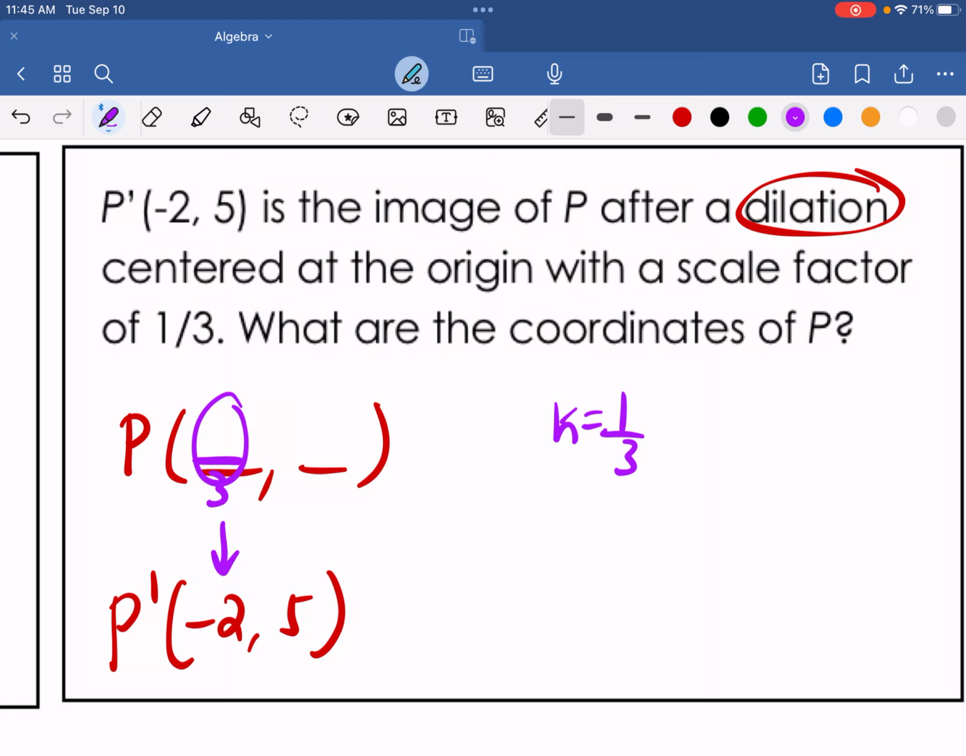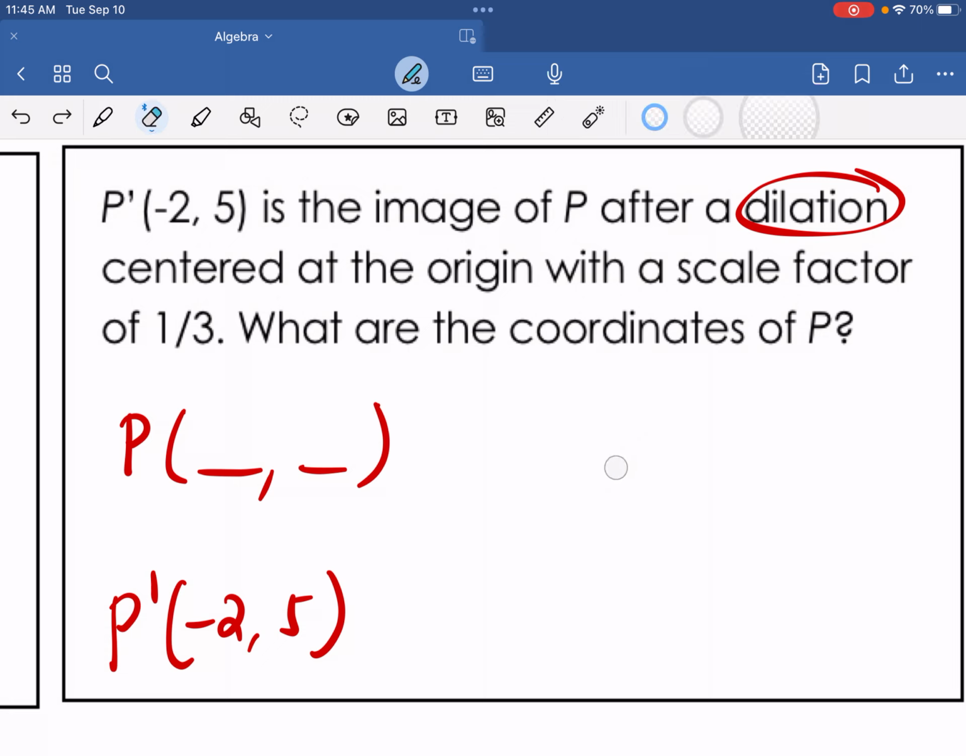So anyways, when you know the final result and you're going backwards, it's the opposite. So instead of dividing by 3, you want to multiply by 3. So here, I am going to multiply these by 3, and I get -6, and I get 15. And I want to check them though. I want to pause and check.